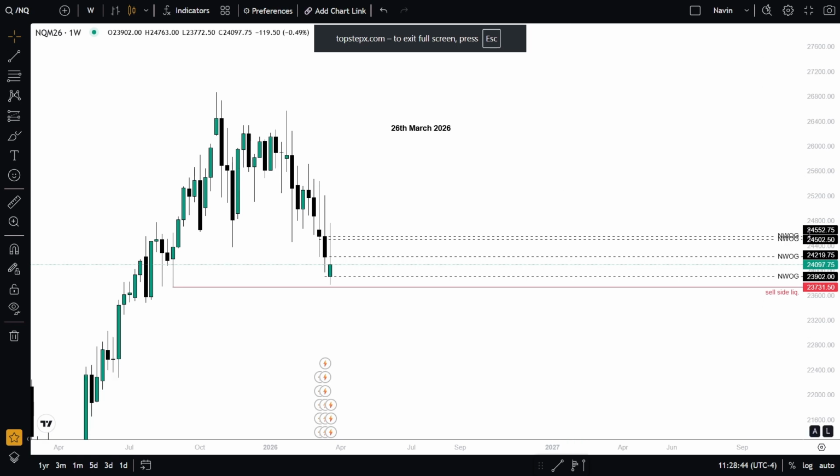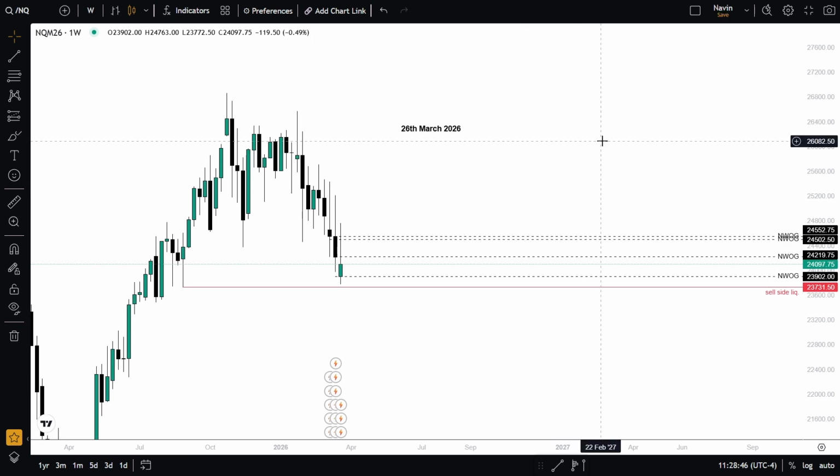Hello guys, welcome back. Today is 26th of March 2026 and we are looking at the NQ E-mini chart. So today I just took a trade and made a profit of around 900 something dollars, and this trade helped me pass the 50k trading combine challenge which I've been journaling on this YouTube.